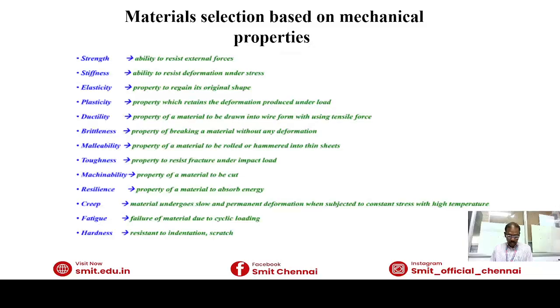Next, material selection based on the mechanical properties. The mechanical properties of a material are strength, stiffness, elasticity, plasticity, ductility, brittleness, malleability, toughness, machinability, resilience, creep and fatigue, then hardness.